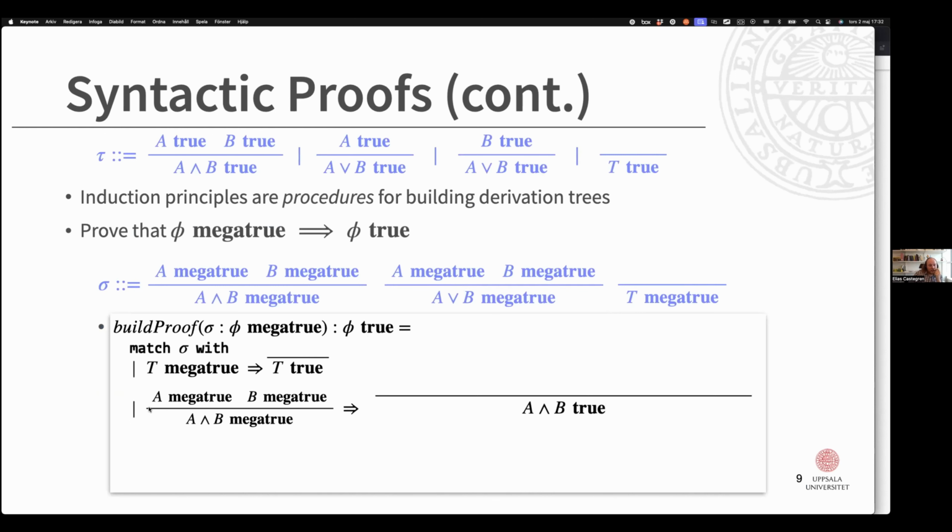Let's say that we have this shape. So this is some subtree of the derivation tree, A megatrue and B megatrue, and the root of it is A and B megatrue. That means that phi had the shape A and B, meaning we need to produce this derivation tree. How do we produce this derivation tree? Well, this rule says that we need to provide a derivation tree for A is true and a derivation tree for B is true.